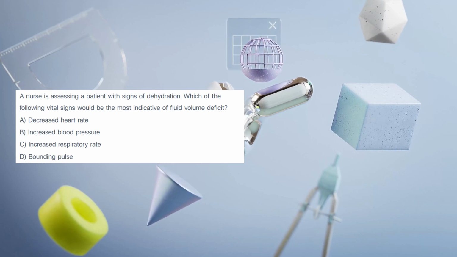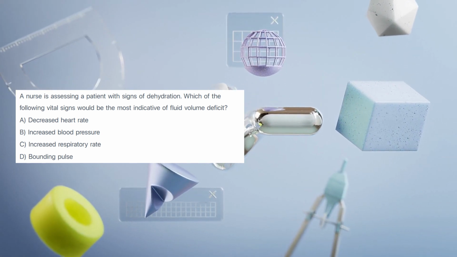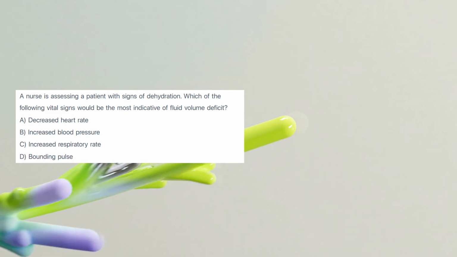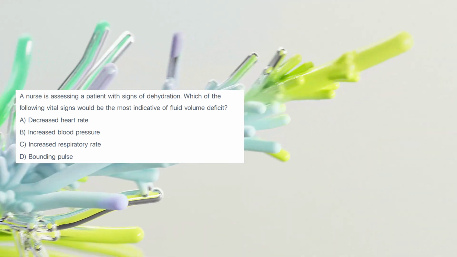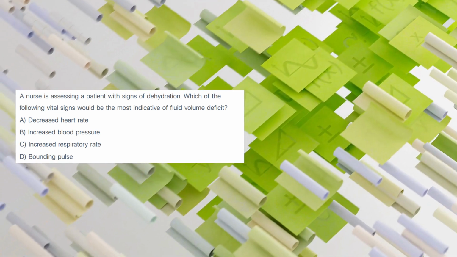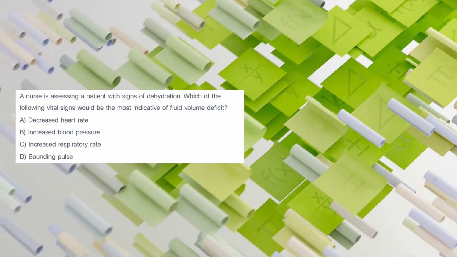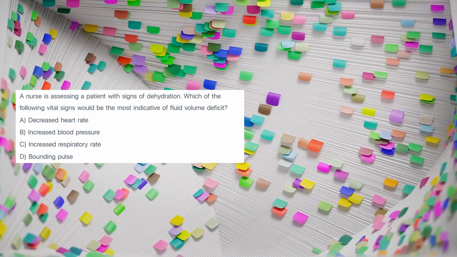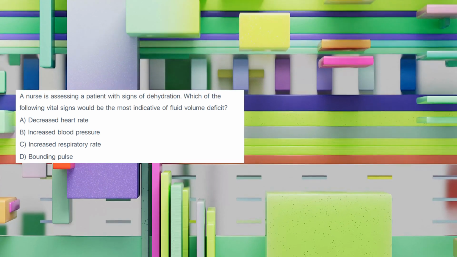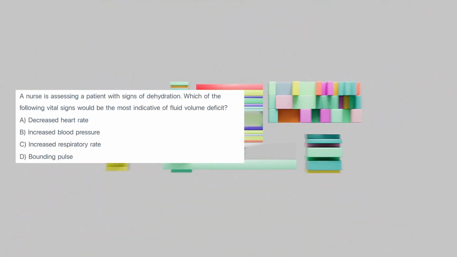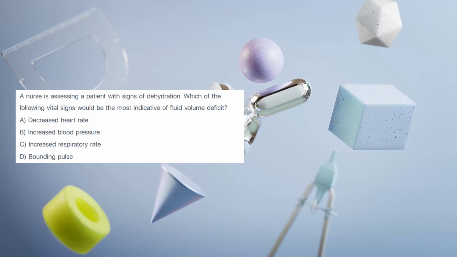A nurse is assessing a patient with signs of dehydration. Which of the following vital signs would be the most indicative of fluid volume deficit? A, decreased heart rate. B, increased blood pressure. C, increased respiratory rate. D, bounding pulse. Answer C, increased respiratory rate.